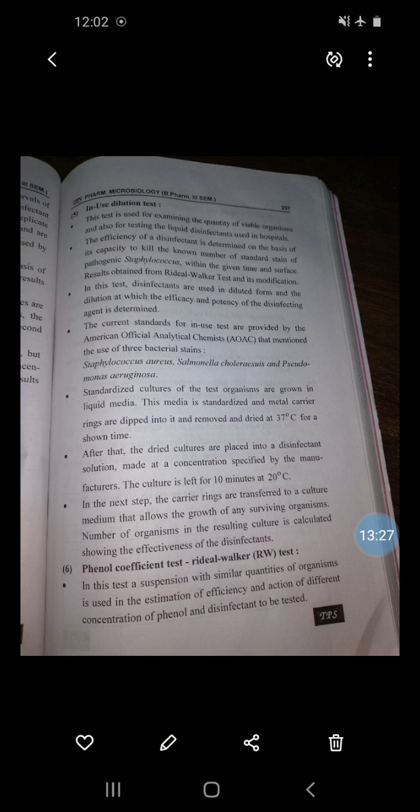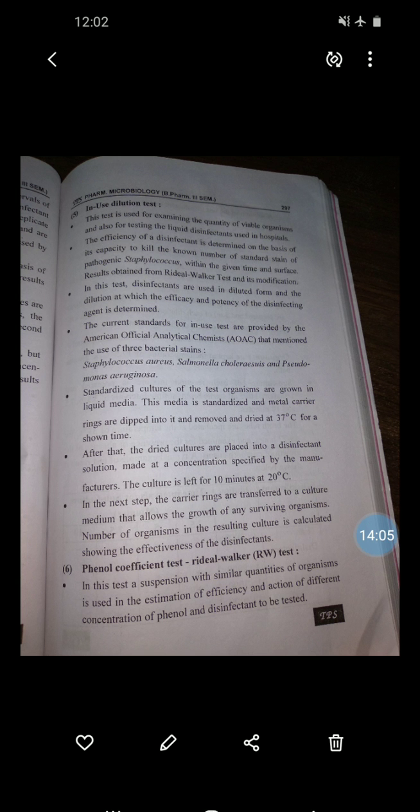The standardized culture of the test organism is grown in liquid media, and metal carrier rings are dipped into it, removed and dried at 37 degrees Celsius for a specified time. Then after that, the dried cultures are placed into the disinfectant.